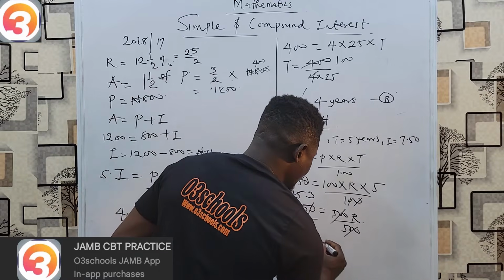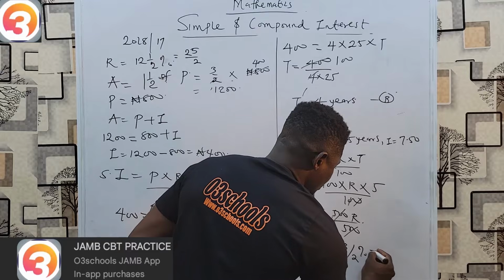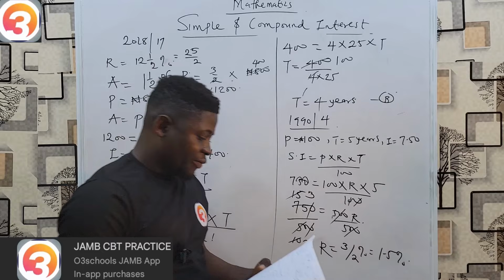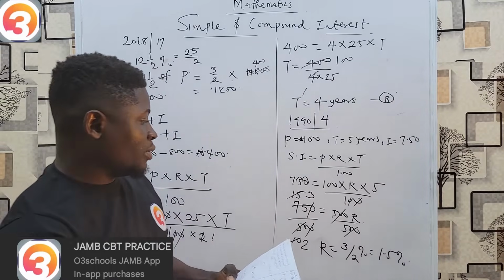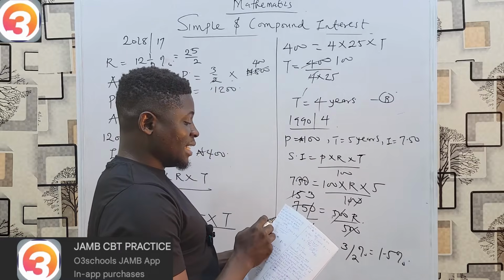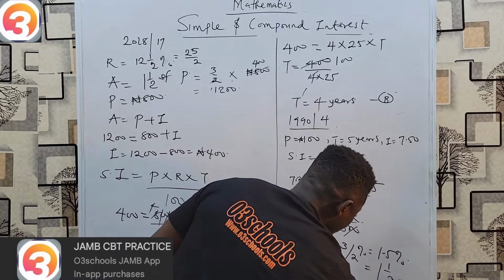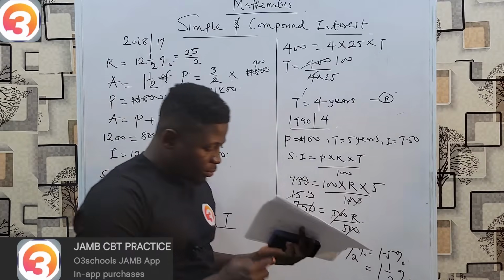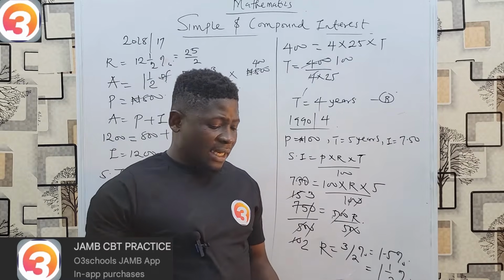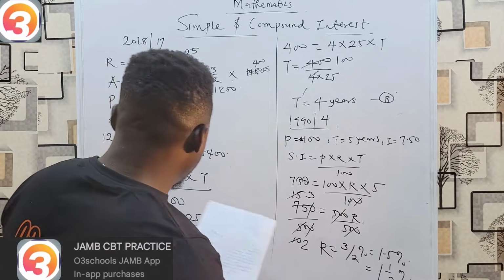So I'm going to have the rate equal to 3 over 2 percent, which is equal to 1.5 percent. Of course, that's a very simple question. Our answer is in fraction here, 1 and 1 over 2 percent, or 1.5. All right, it's as simple as that. Now, that is option A, 1.5. All right, let's go to another question.